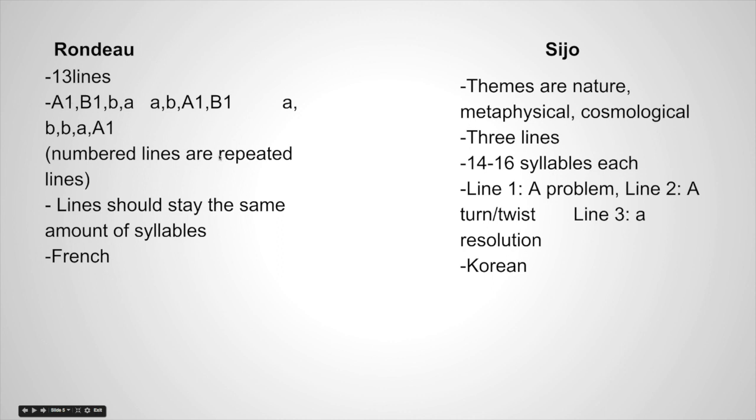The sijo is kind of like a haiku in that usually there are nature themes, metaphysical themes. It's only 3 lines long, like a haiku, but it's longer per line. There's 14 to 16 syllables per line. There's also a formula for what each line is generally about. Line 1 is a problem, line 2 is the twist of the problem, and line 3 is a resolution, almost like a mini story, but it's kind of more a thought. That one is Korean in origin.